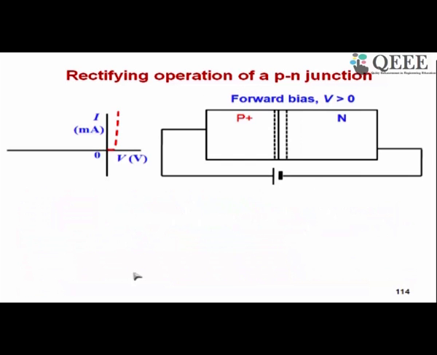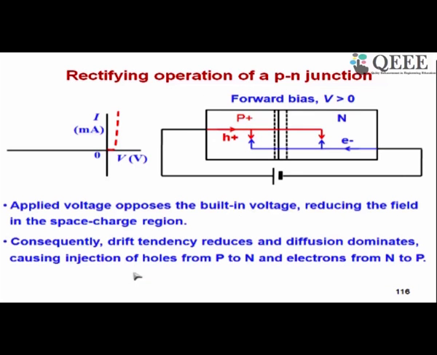Forward bias. In forward bias, what we said is a large current flows because the P region injects holes into the N region, and these holes injected into the N region diffuse and recombine. This injection happens because in forward bias diffusion dominates over drift in this space charge region.